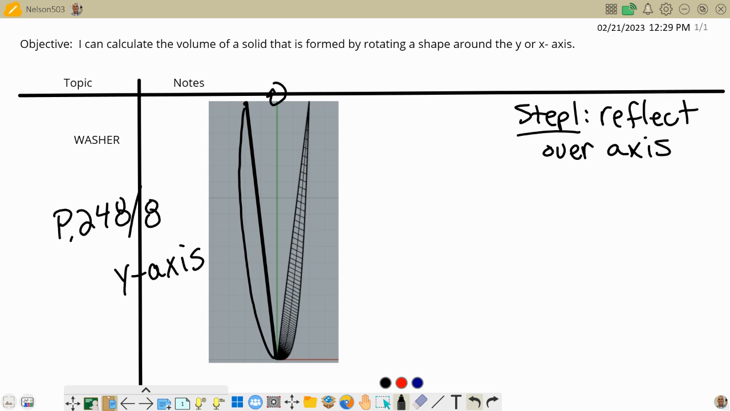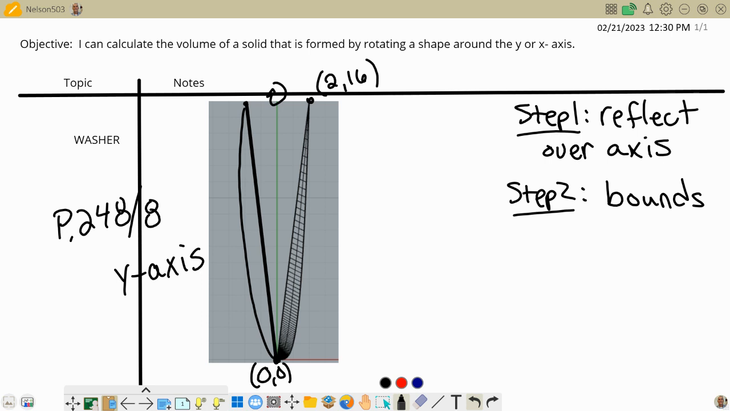Step 2 is to find the bounds. He's calling it the bounds. So, what are the points of intersection on the original function? Don't mess with your reflected image, just the one that you have over here, in the first quadrant. So this is 2, 16, and this down here is 0, 0. And he showed a little work with that.